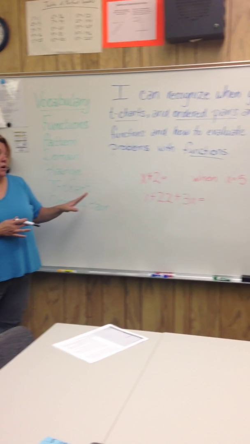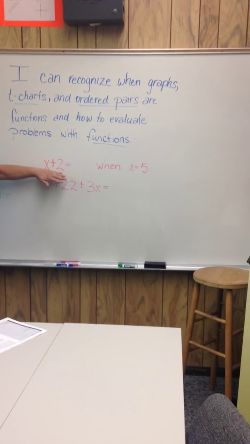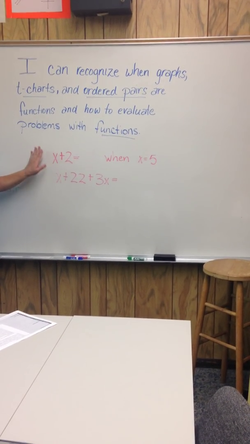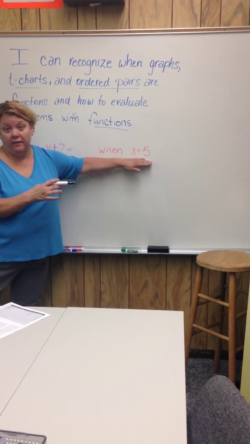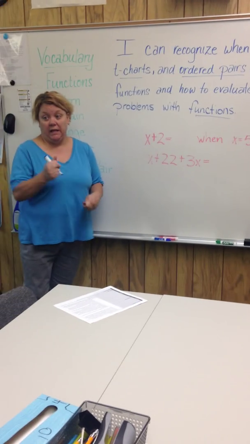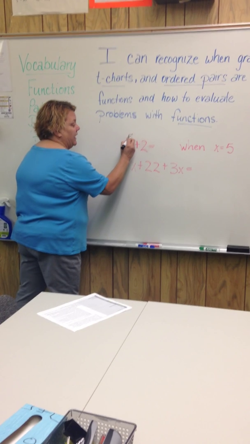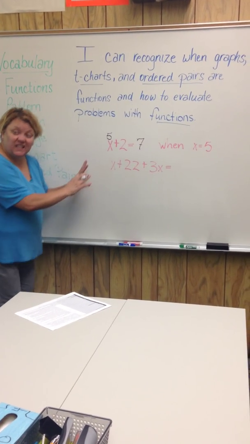What I'd really like to start with is a review. You've studied this before many times. This is a function. And x plus 2 equals what when x is equal to 5? So how would you substitute the 5 in here, and what would your answer be? X would be 5 plus 2. And the answer would be 7. Very good.